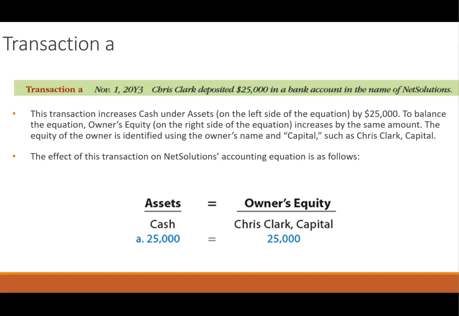Assets went up $25,000. And since Chris Clark deposited $25,000 in the bank account, on the right-hand side of the equation, owner's equity increased in the same amount. So the equity of the owner gets identified using the owner's name and capital. In this case, Chris Clark Capital. So basically, this transaction was an economic event because a deposit from the owner of the company, $25,000, was put into the business's bank account. It increased their assets, cash, which is a resource, an asset, and it also increased the owner's claims to those assets under owner's equity of $25,000.